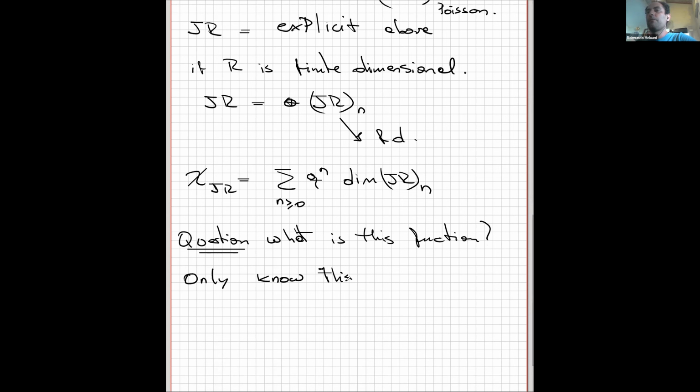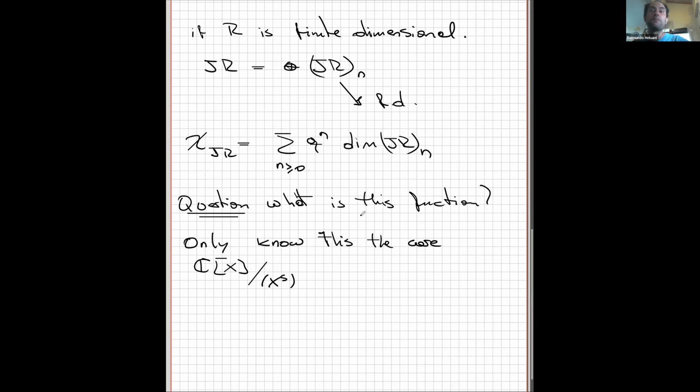This is in the case C[x] divided by x to the s. So the fat point. So this is how complicated this problem is. It's a very hard problem to compute the graded dimension of arc spaces.